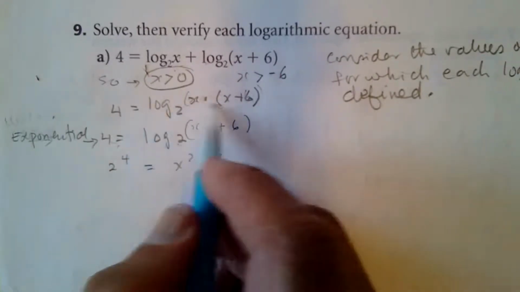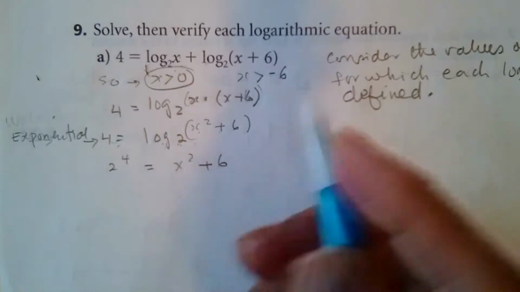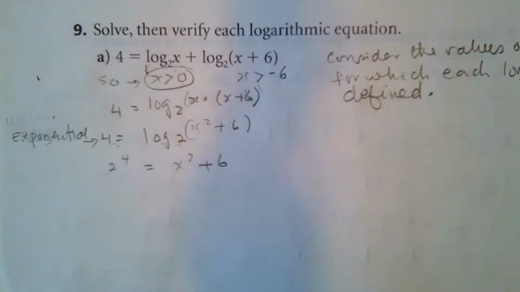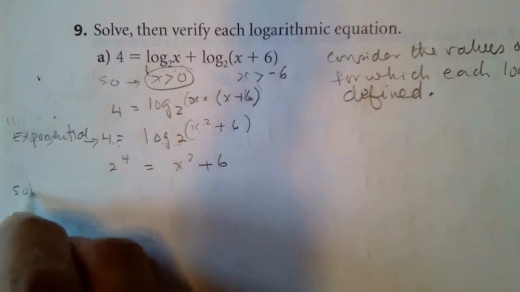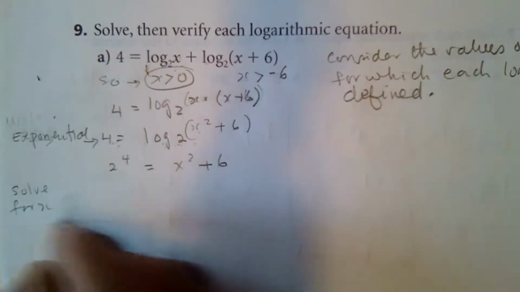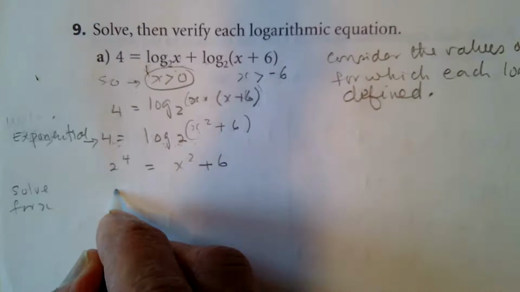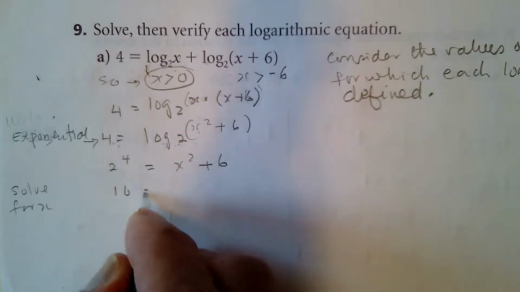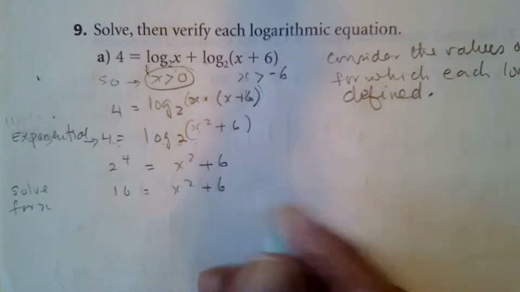So this is what we have. We write that as an exponential, 2 to the power of 4. Now we will solve for x. So 2 to the power 4 is 16. So we have 16 is equal to x squared plus 6.